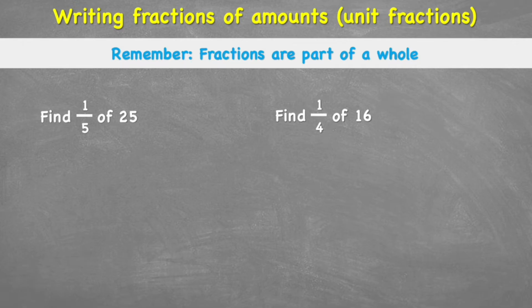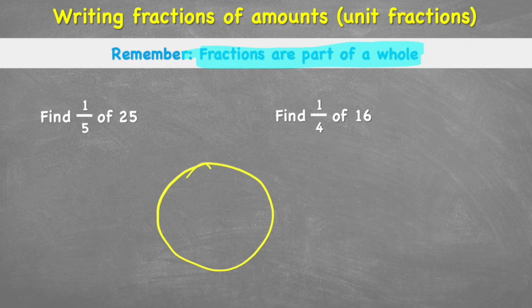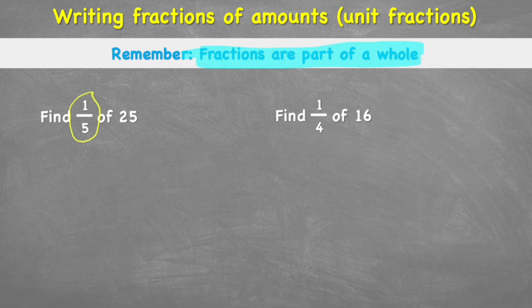Let's jump into it. The first thing we need to remember today is that a fraction is part of a whole. That's a really important aspect of fractions. If we had a whole lemon, then a fraction might be if we've cut it in half. But sometimes we don't just have one lemon, we have a group of something. So here we are trying to find 1/5 of 25. So we have 25 lemons, for example, and we're trying to find what 1/5 of that group is.